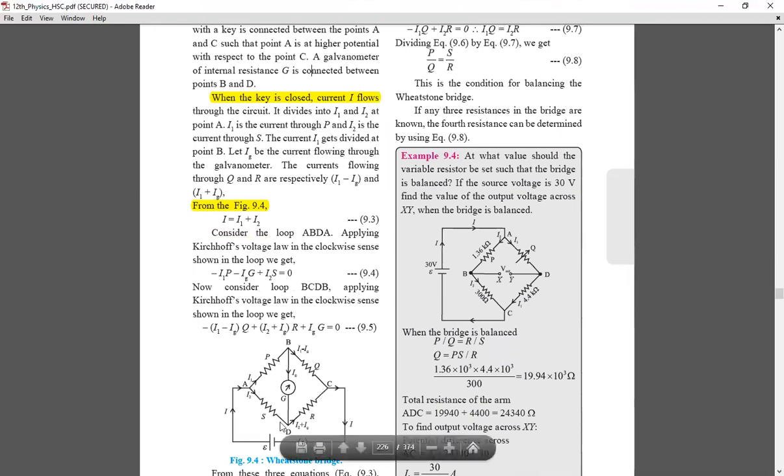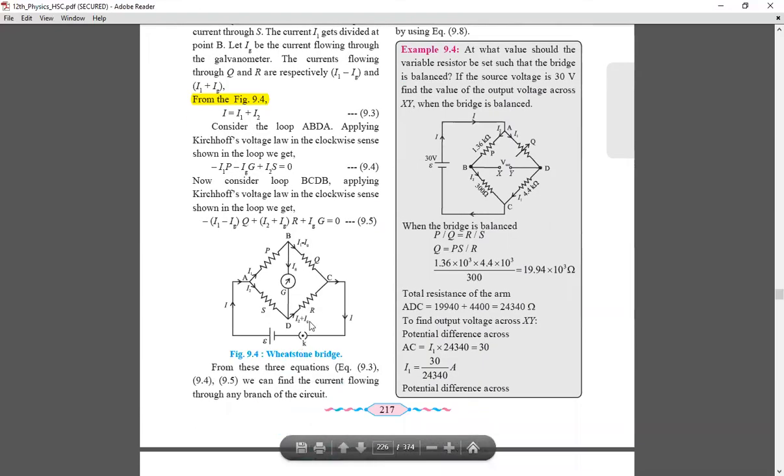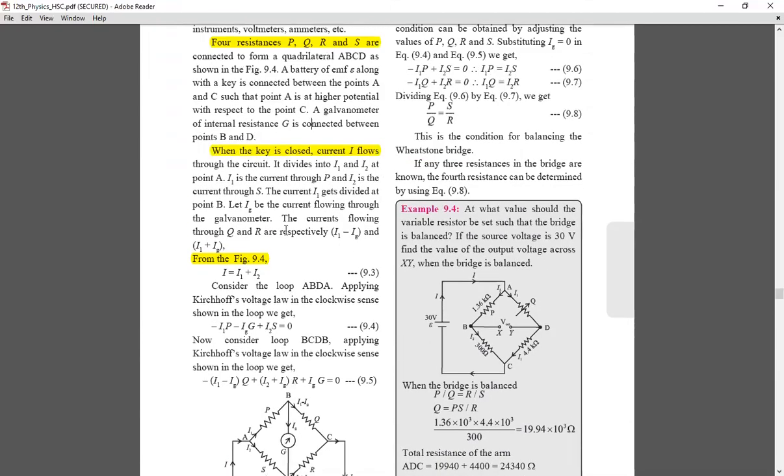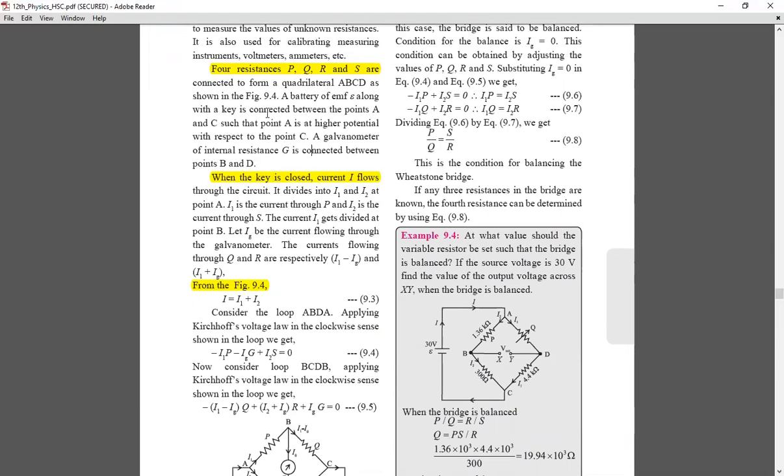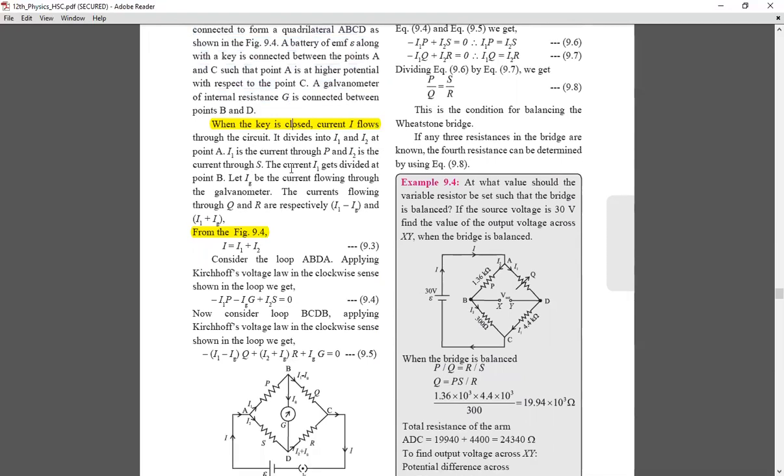You can see ABCD. P is along branch AB, Q along BC, R along CD, and S along DA. Then a battery of EMF is connected across points A and C with a key K, and a galvanometer is connected across points B and D. A galvanometer is a device which measures current. So this is the construction. Let's see how it works.